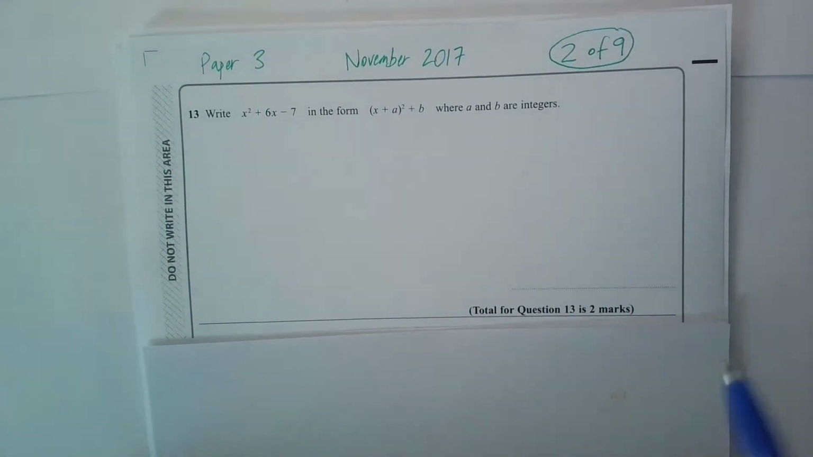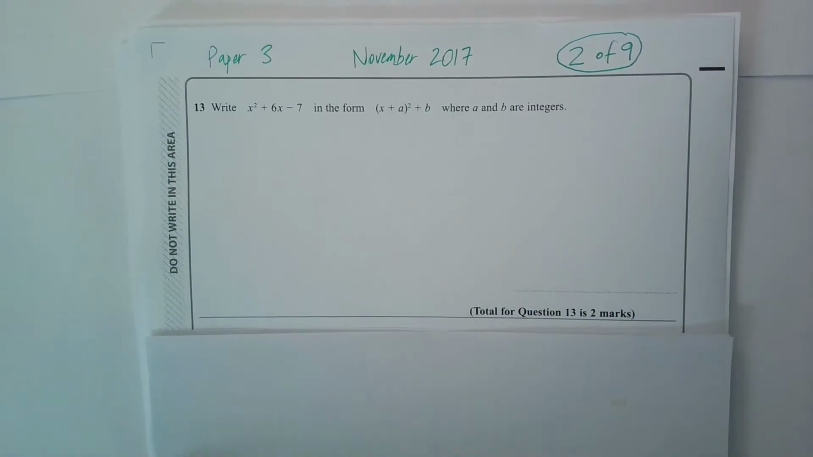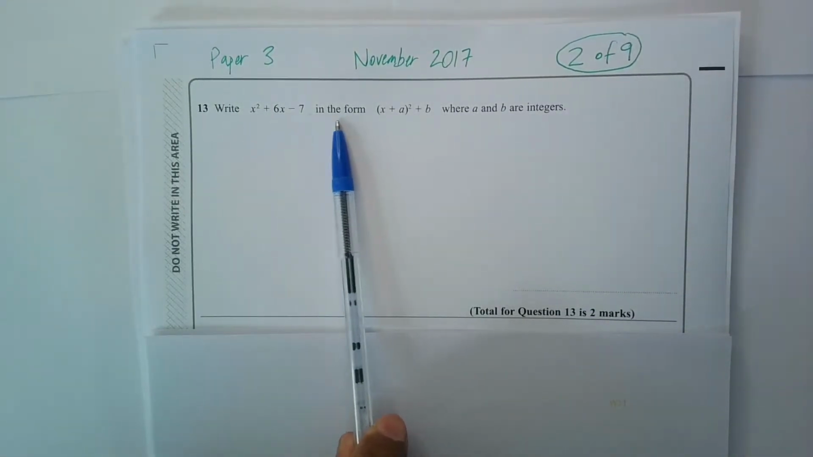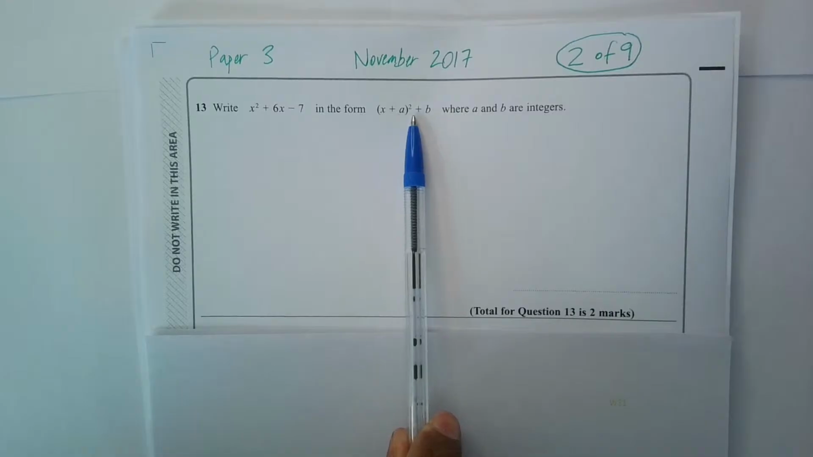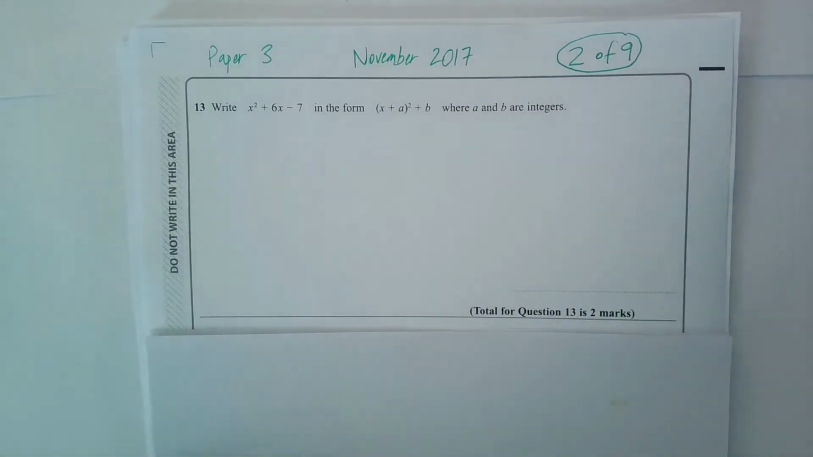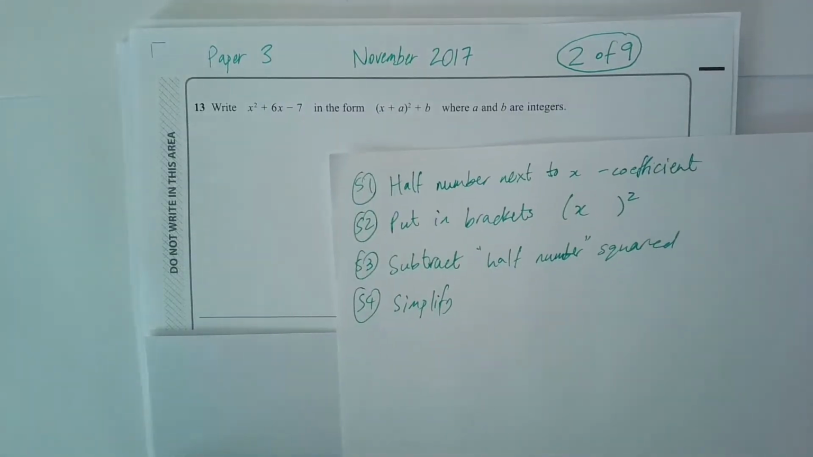Okay, question number 2 of 9 says to us, write x squared plus 6x take away 7 in the form (x plus a) squared plus b, where a and b are integers. This is a routine completing the square question. So these are the steps when we complete the square.